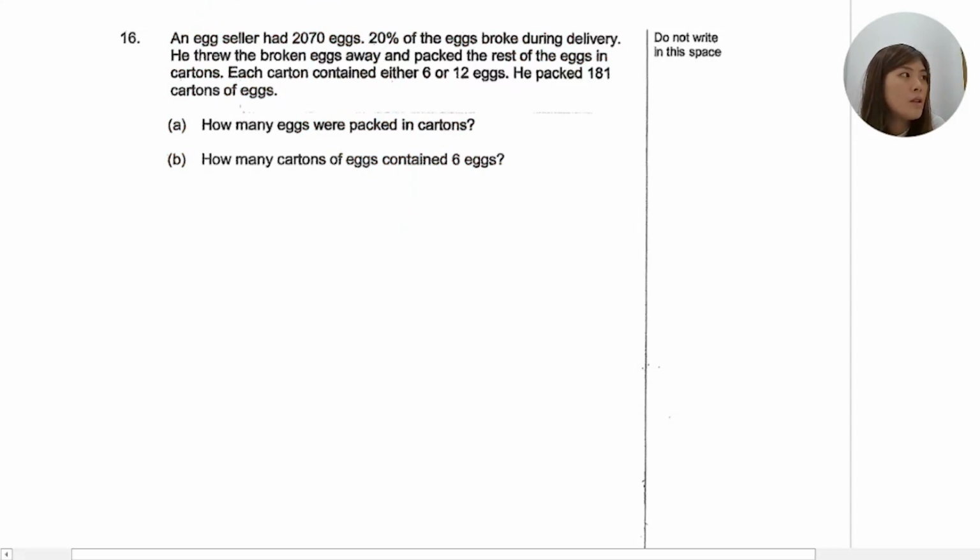Okay, question 16. Question 16. So an egg seller had 2,070 eggs. 20% of the eggs broke during delivery. So he threw the broken eggs away and packed the rest of the eggs in cartons. Each carton contained either 6 or 12 eggs. He packed 181 cartons of eggs. So part A, how many eggs were packed in carton? Part B, how many cartons of egg contain 6 eggs?